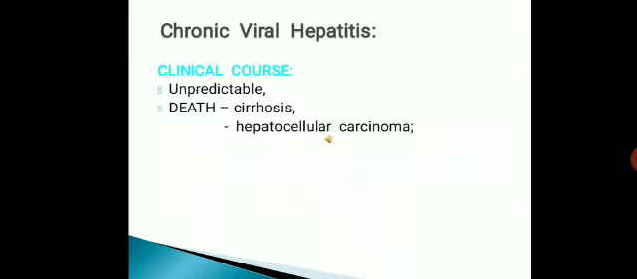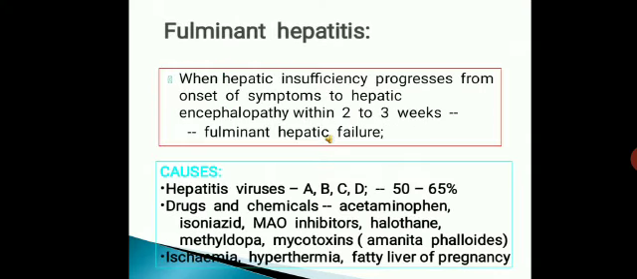Now the clinical course of chronic viral hepatitis is unpredictable. It can result in cirrhosis or in hepatocellular carcinoma. Now about fulminant hepatitis. When hepatic insufficiency progresses from onset of symptoms to hepatic encephalopathy within 2 to 3 weeks, then it is said to be fulminant hepatic failure. It means within 2 to 3 weeks from the onset of the disease, it can go to hepatic encephalopathy.